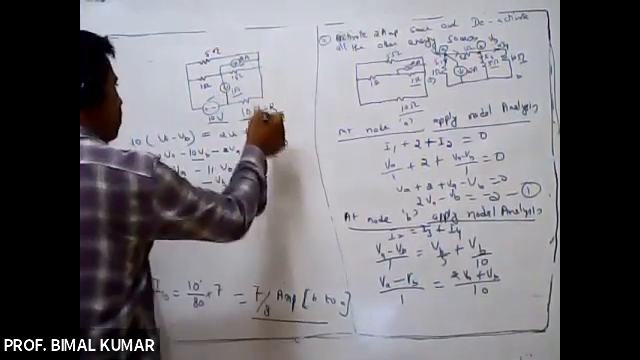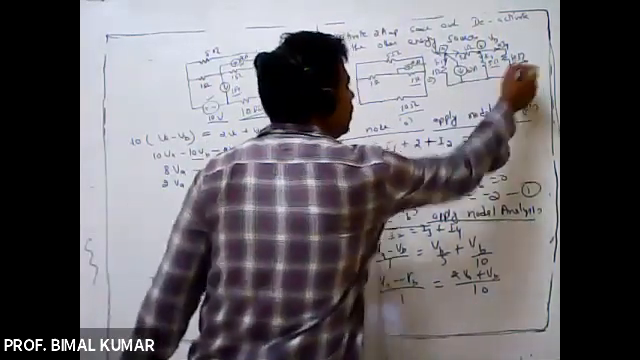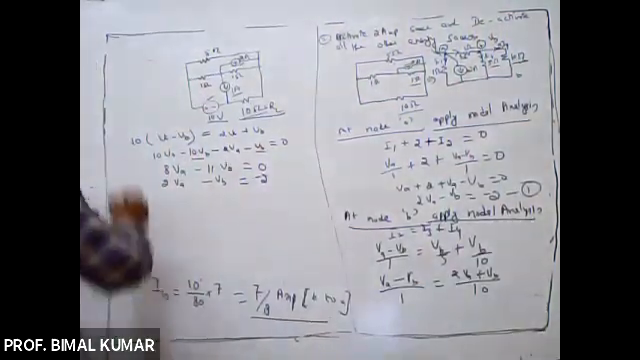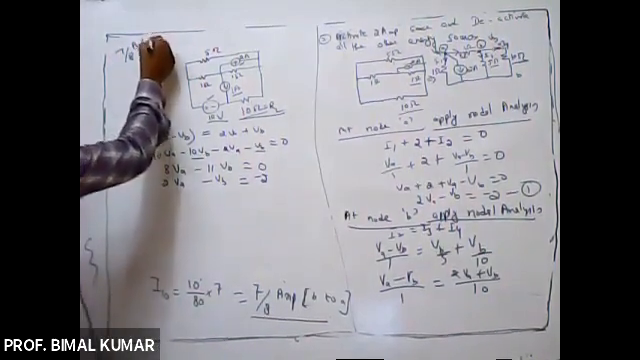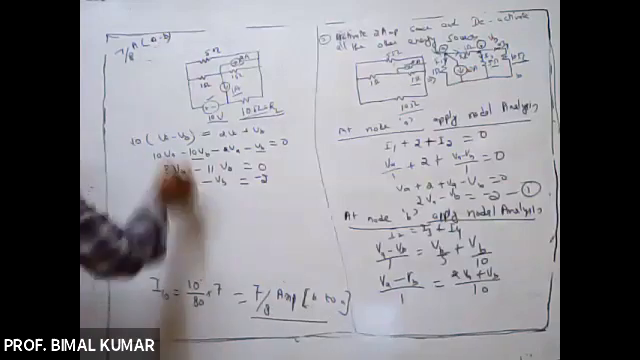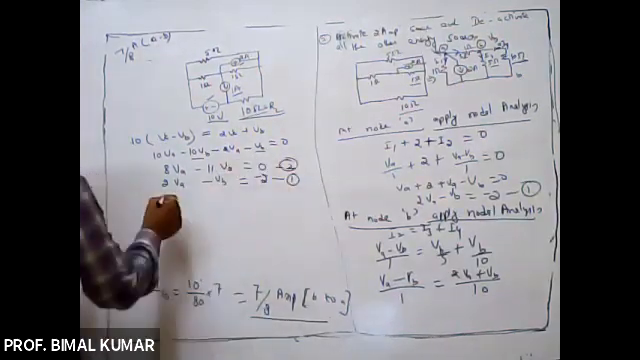Because I need VB by 10. VB by 10 is the current in the 10 ohm resistor, right? So one is 7 by 8 ampere from A to B. Then second, I am going to multiply this. This is your equation 1. This is your equation 2.